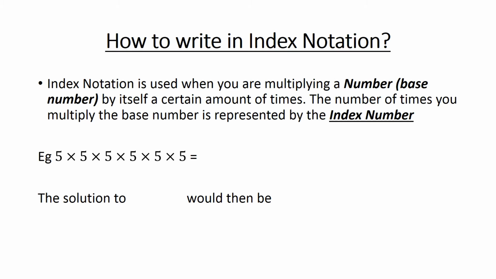So how do we write using index notation? Well, index notation is used when you're multiplying a number, which is generally the base number, by itself a certain amount of times. So the number of times you multiply that base number by itself, that's represented by the index number.